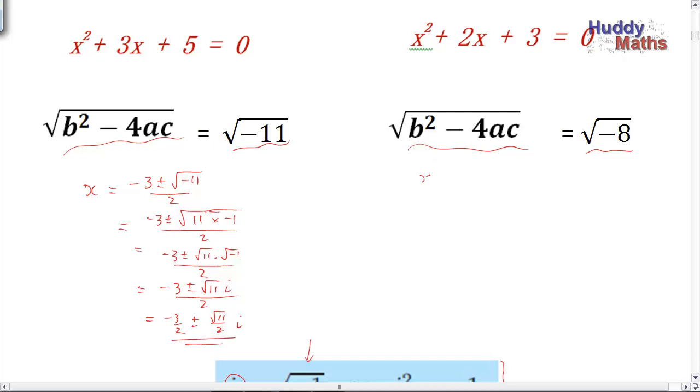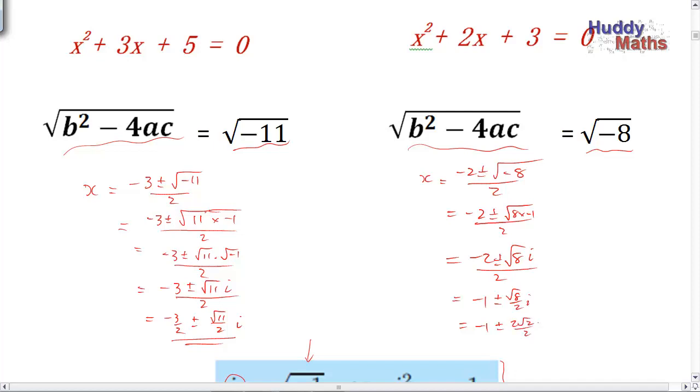So over here, let's have a look at this one. x equals -2 plus or minus the square root of -8, over 2, which is -2 plus or minus the square root of 8 by -1 to get -8. -2 plus or minus root 8 i, over 2, which is -1 plus or minus root 8 over 2 i. And we could play with the root 8 as 2 root 2. So this is -1 plus or minus root 2 i.